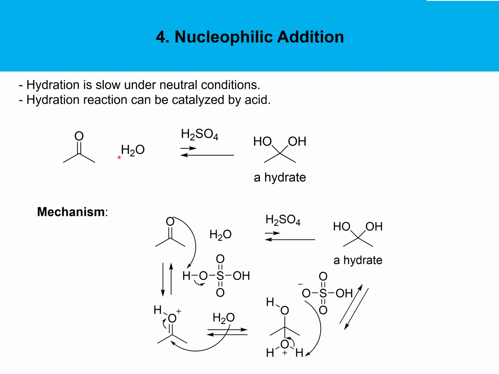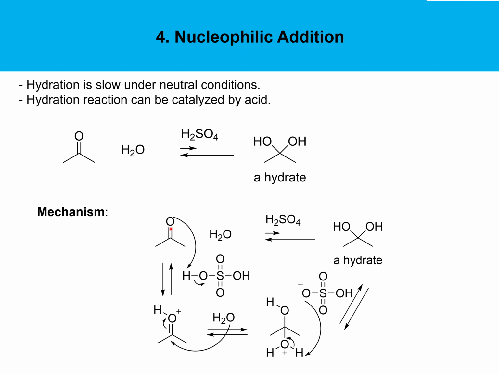As I mentioned previously, reaction of water with a ketone generally is slow under neutral conditions, but we can speed up the reaction if we add an acid catalyst like sulfuric acid. The equilibrium direction will not change, so acetone will still be favored over the hydrate, but we can achieve equilibrium faster by throwing in an acid catalyst.